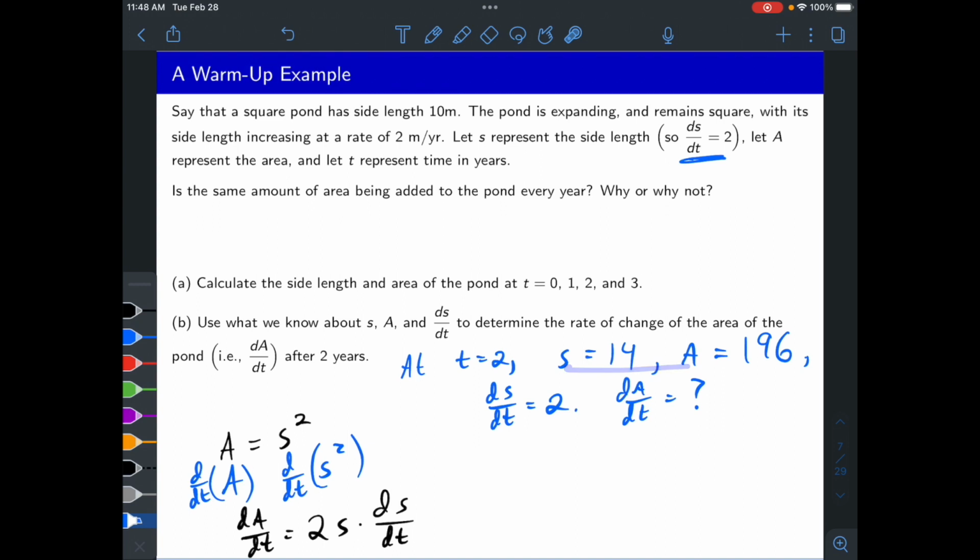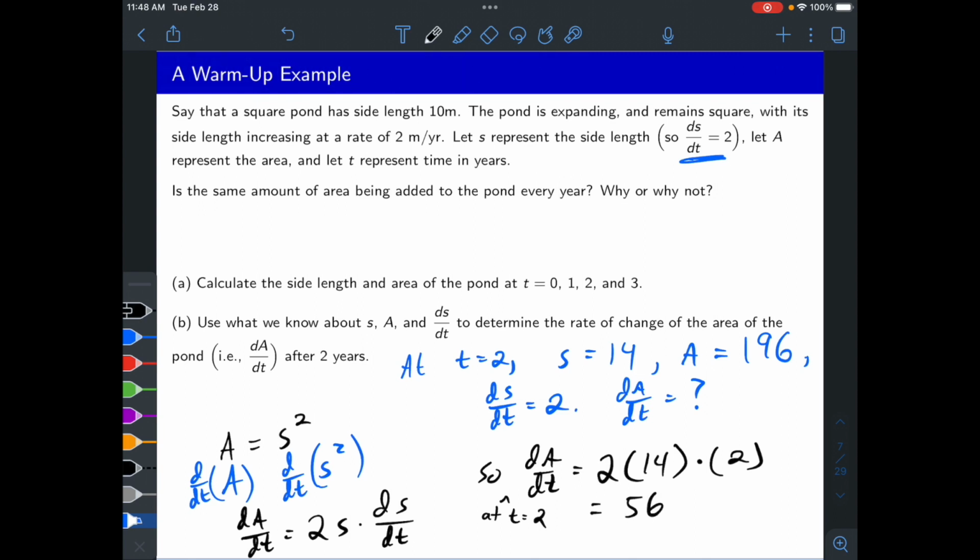Now we can just use all of this information over here, plug in all of the variables that we need, and then solve for what we're looking for. So dA/dt at t equals 2 is going to be equal to 2 times our side length s, which was 14, times ds/dt, which was known to be 2. So this would be equal to 2 times 14 times 2, which is 28 times 2, which is 56.